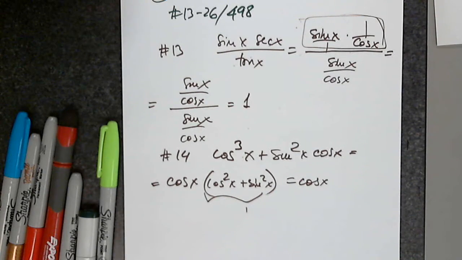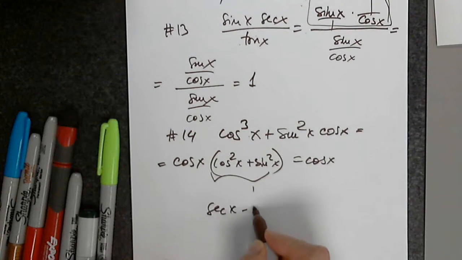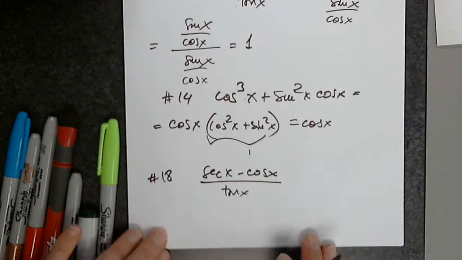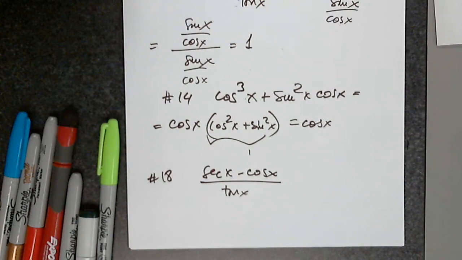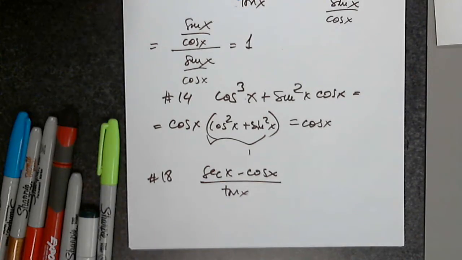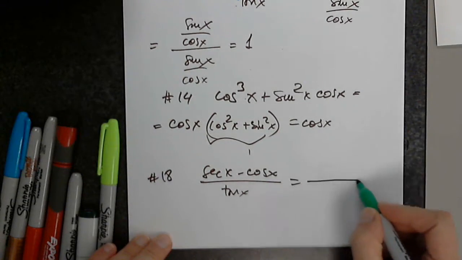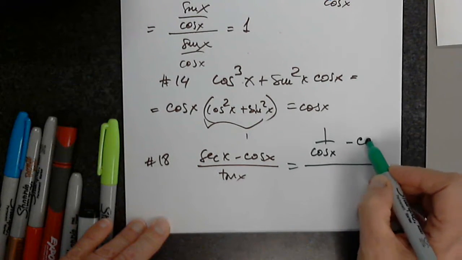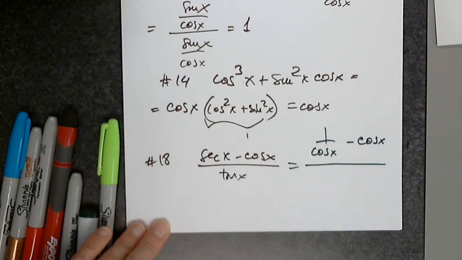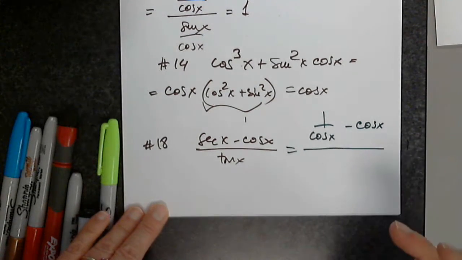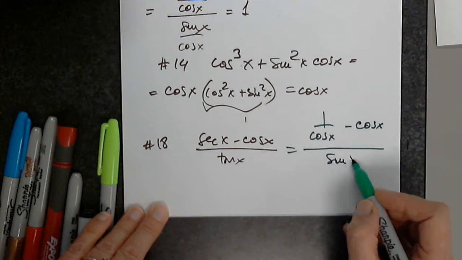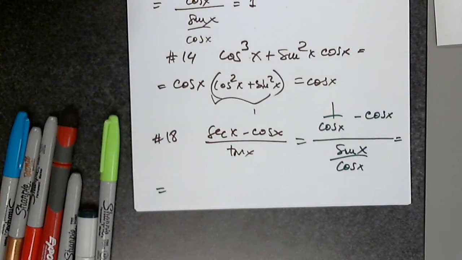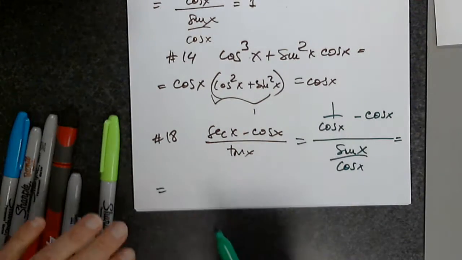18. Secant x minus cosine x over tangent x, and this is number 18. Perfect. There's nothing I can do to cosine, but I can replace secant by. Very good. And I can replace tangent by. Very good. Now the top needs a least common denominator, which is? Very good.